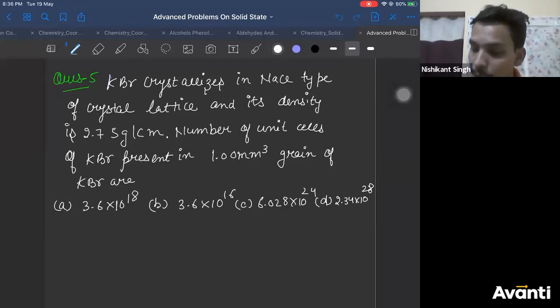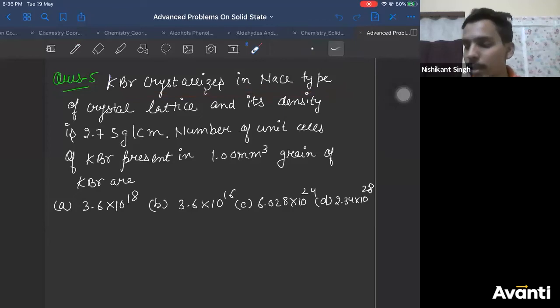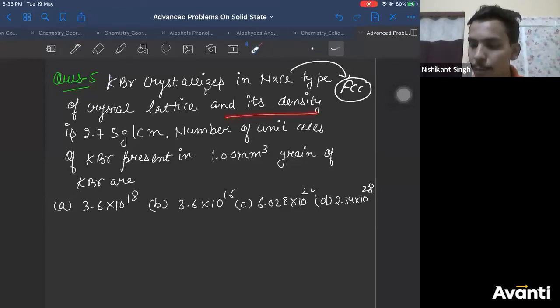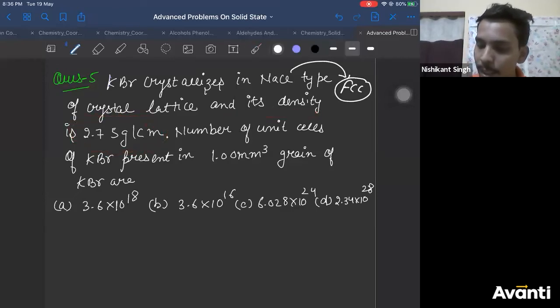So yes, you can see here, KBr crystallizes in a NaCl type structure. Now you might not know what the NaCl structure is. You assume it to be FCC. So KBr crystallizes in an FCC structure, right? And its density is given to be 2.75 gram per centimeter cube, right?